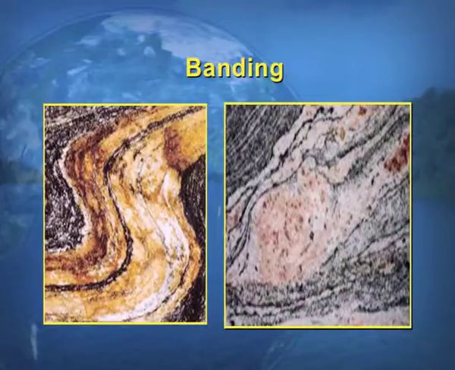Second is foliation. It is a continuing process of metamorphism. A large percentage of the minerals are assembled in a parallel orientation in the rocks, and the last is banding. As the picture shows, they are the different bands of different colors in the rocks.